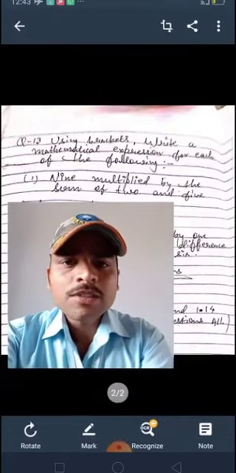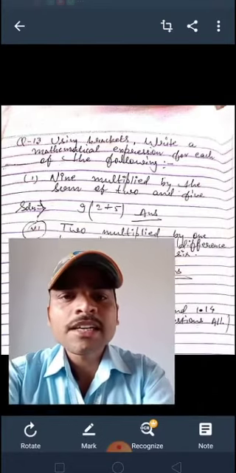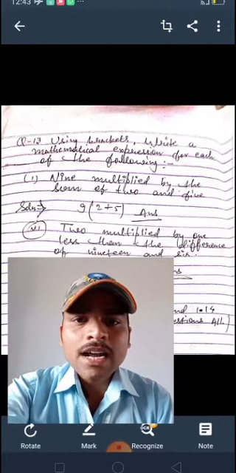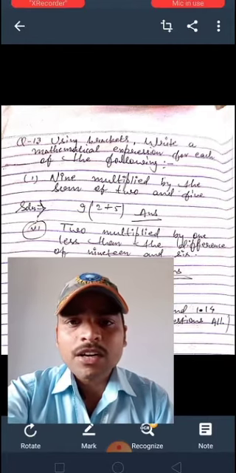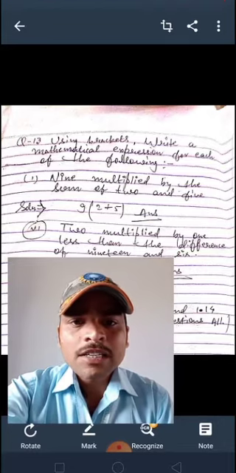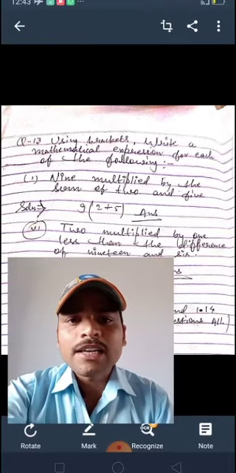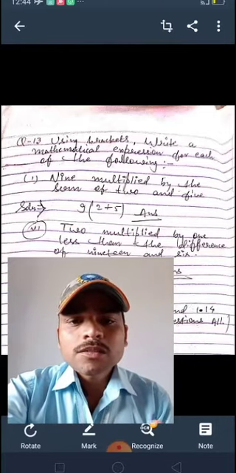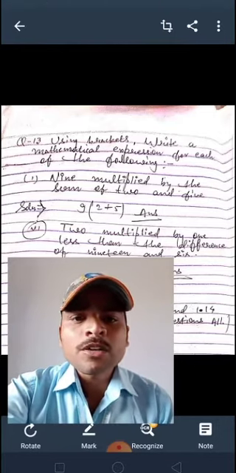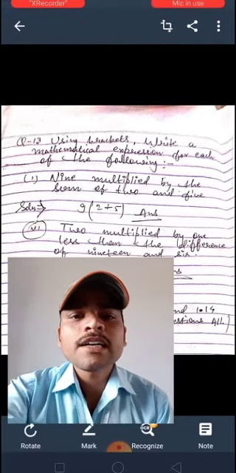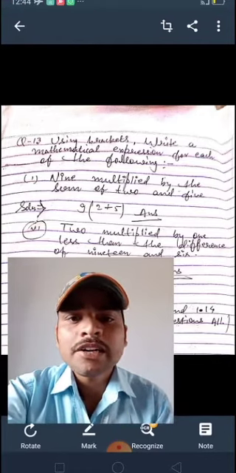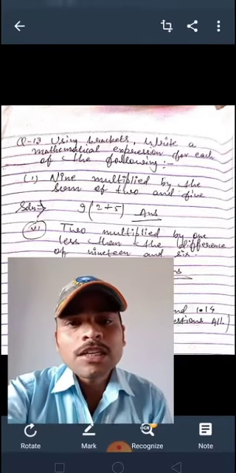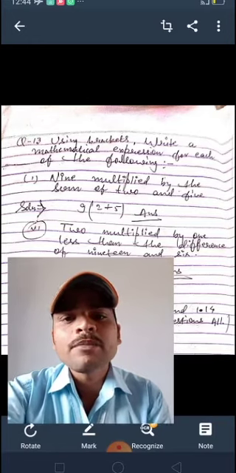Now move on, question number 13. The explanation of question number 13. Using brackets, write a mathematical expression for each of the following. 9 multiplied by the sum of 2 and 5. 2 and 5 means 2 plus 5, with open bracket of a small bracket and close bracket of a small bracket needed here, that's why the brackets are here, and multiplied by 9, so write 9 before.